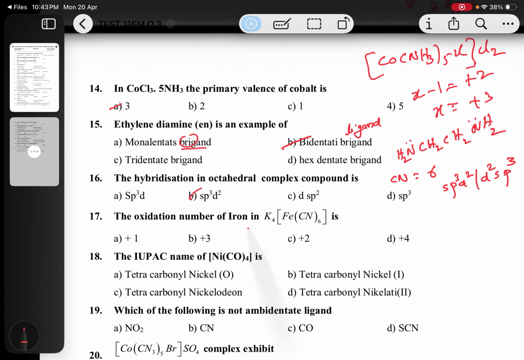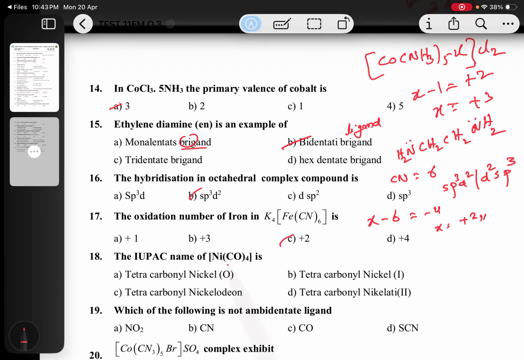The oxidation number of iron in K4[Fe(CN)6] is? The oxidation state of iron is considered as X. Cyanide ion has -1, 6 cyanide ions, so X minus 6 equals, by losing 4 potassium ions, the complex gets -4, so X equals +2. So the oxidation state of iron is +2.